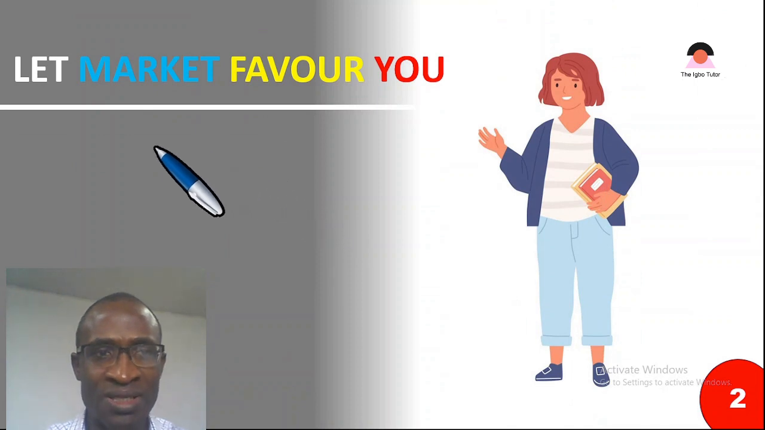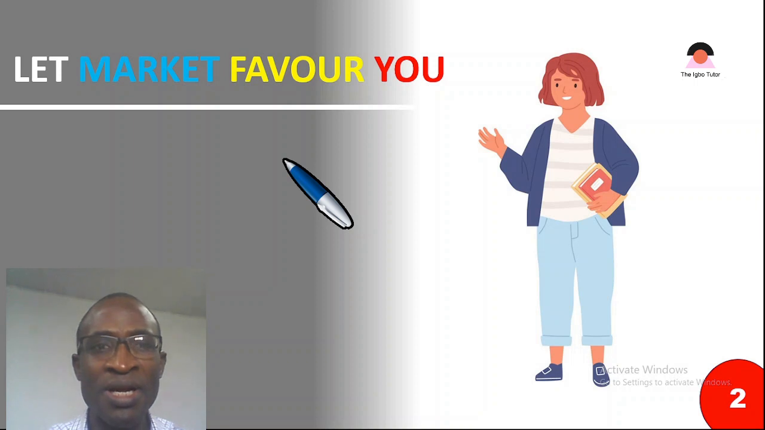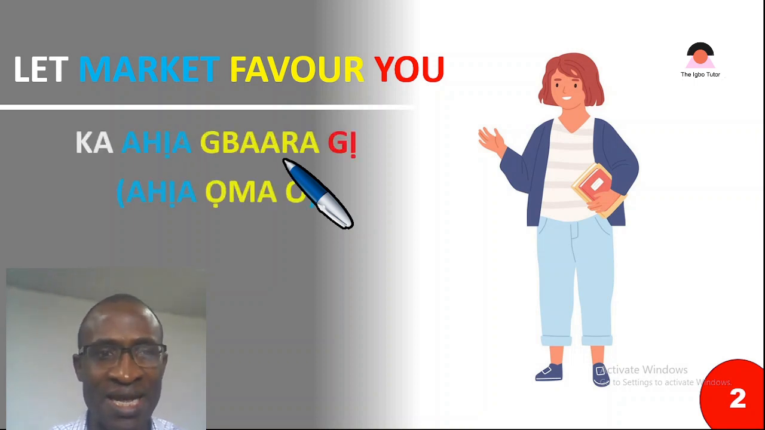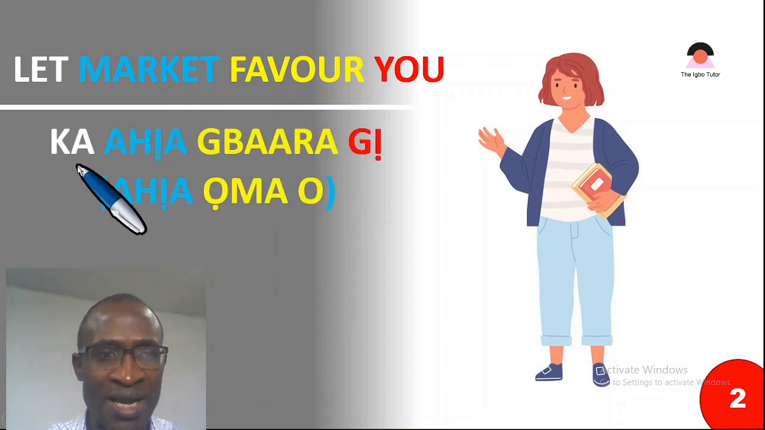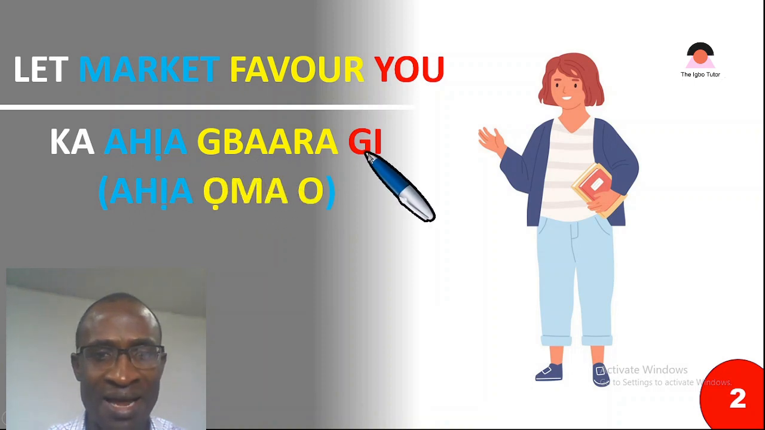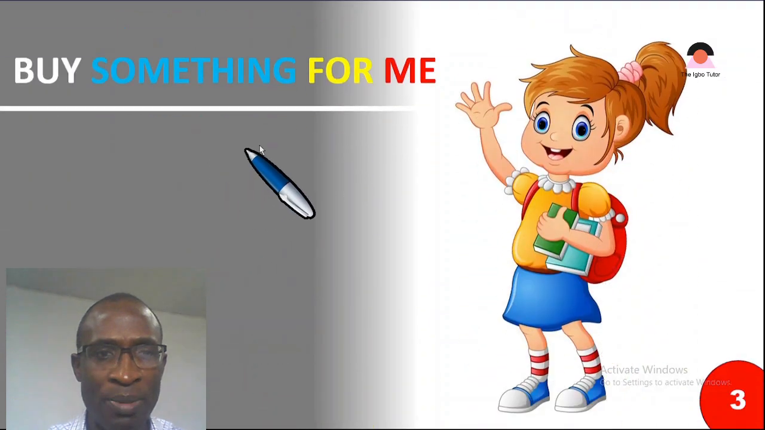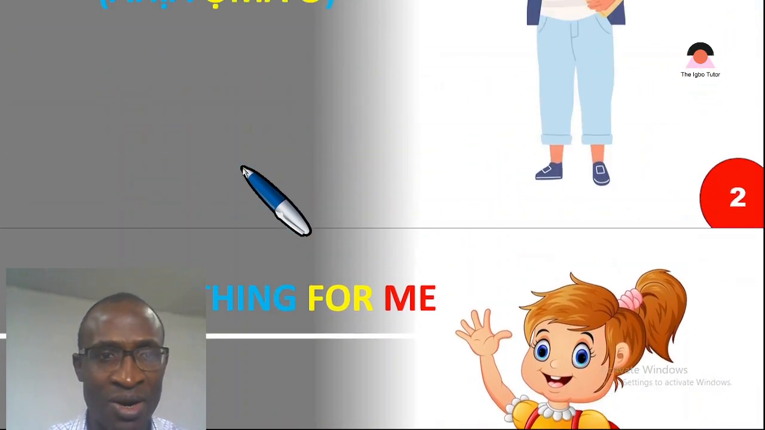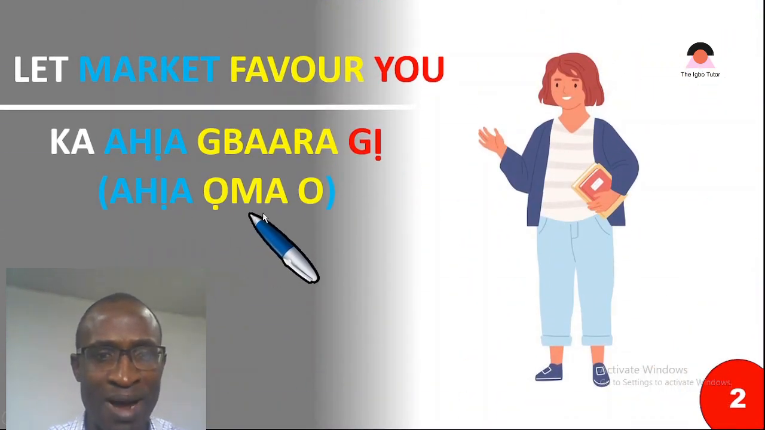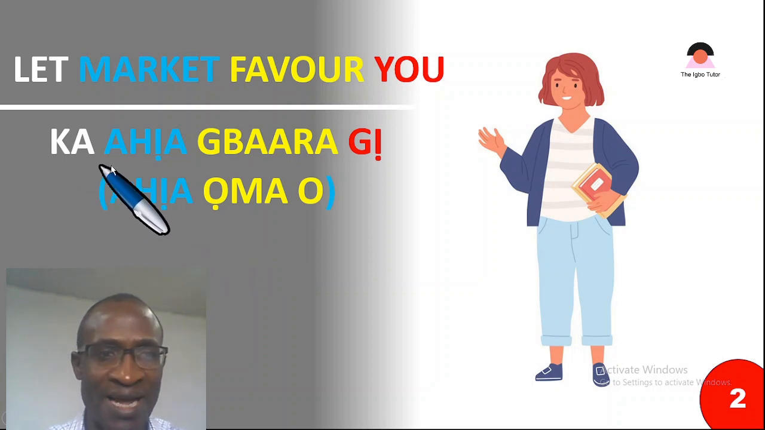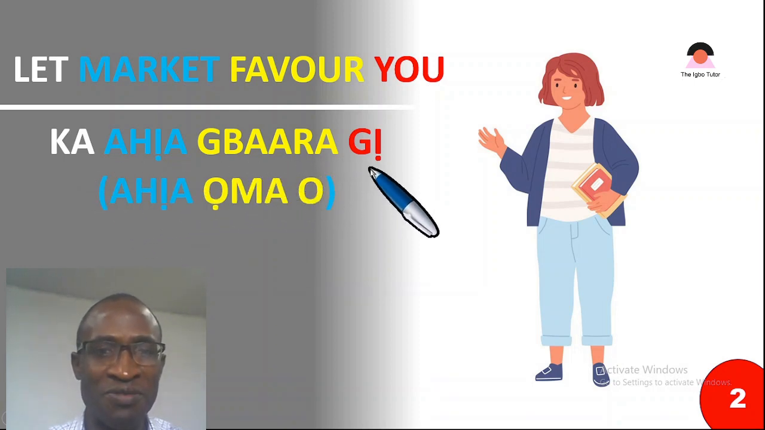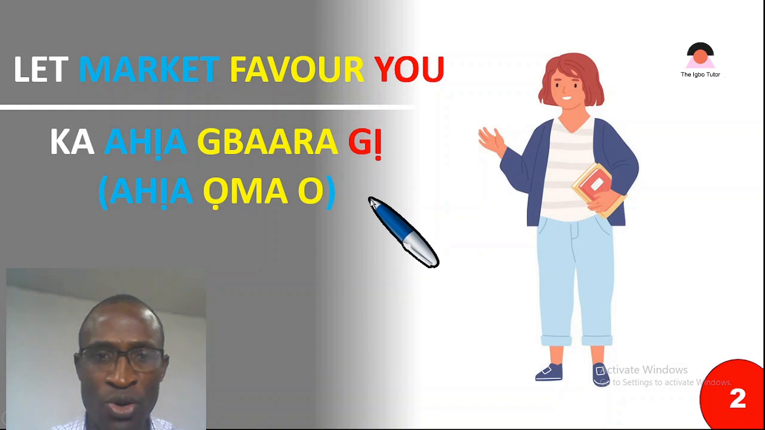Let's move on from here. The next one is, let market favor you. That is a wish we give to somebody going to market. How do we say that in Igbo language? You say ka ahia baragi. Other people can just say ahia oma o, ahia oma, that is good market. But we can also say ka ahia baragi, let market favor you. That's how we greet someone going to market.